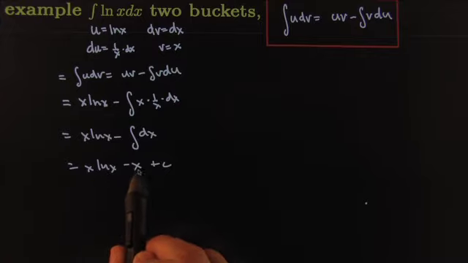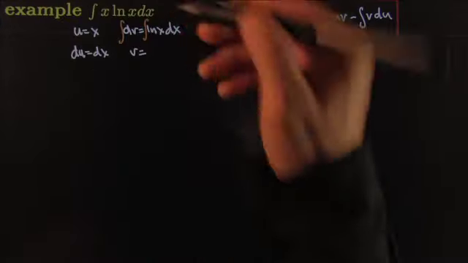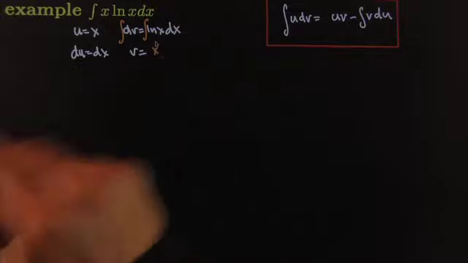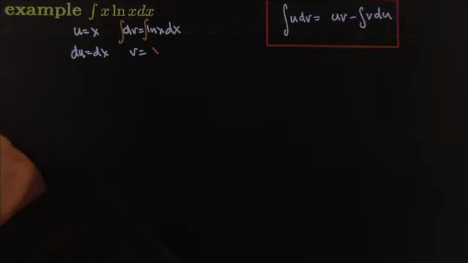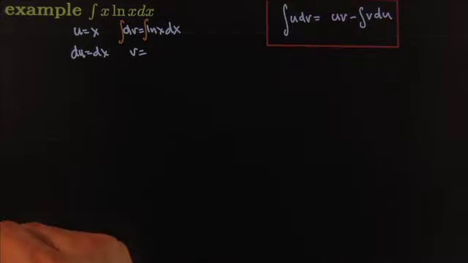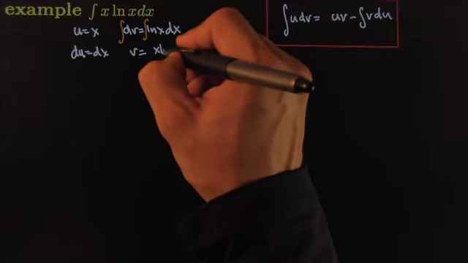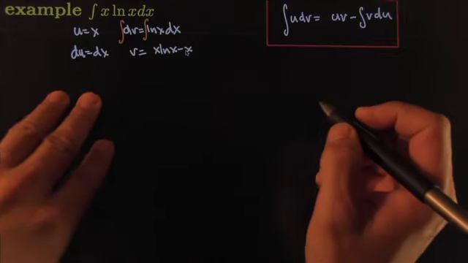x ln x minus x. You don't have to worry about the constant now. Let's go with the same color, we'll keep it consistent here. Keep it white. x ln of x minus x. Okay?